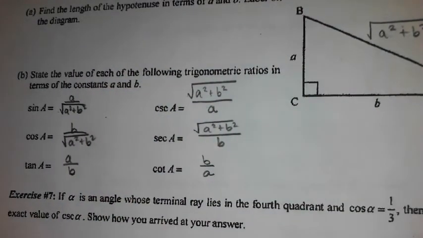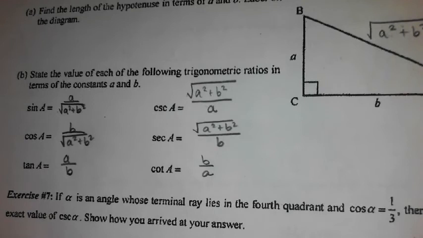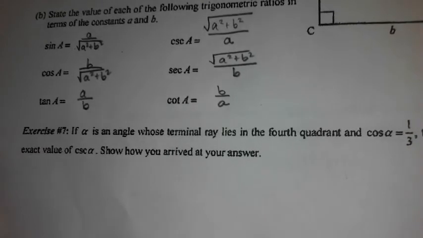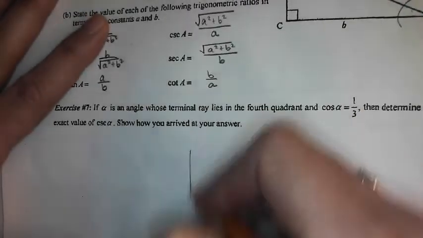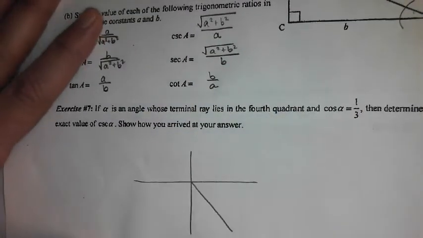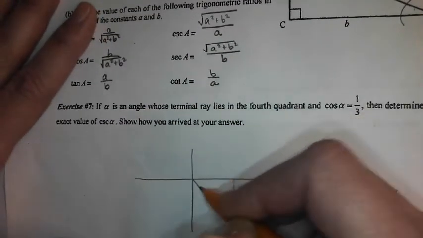Okay, so these aren't that hard, right? It's just remembering which one goes with which. And the last one. If alpha is an angle whose terminal ray lies in the fourth quadrant, this is just like what we've been doing. Great, draw it. Drop your triangle. Great, got it.